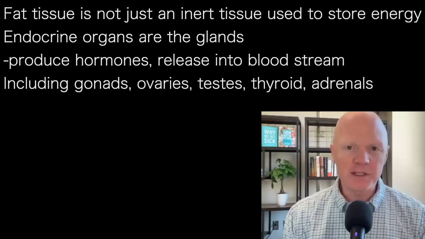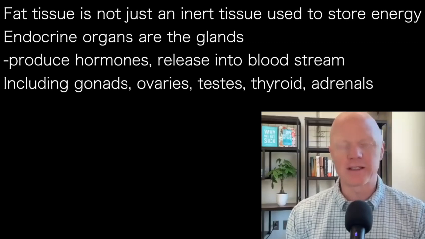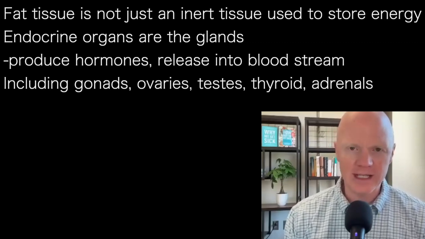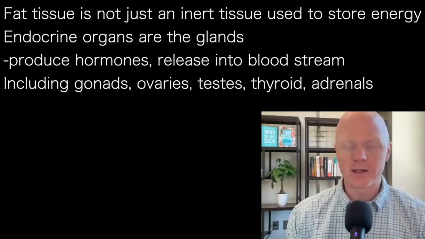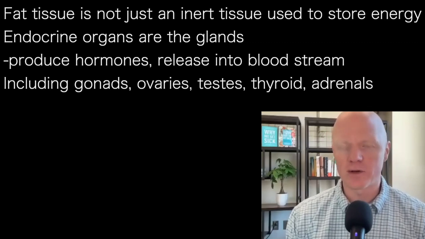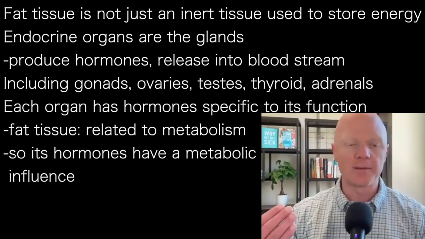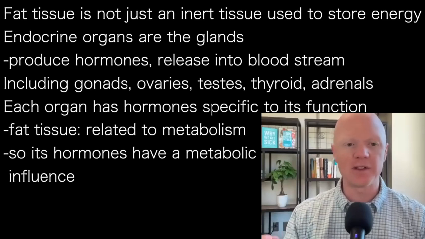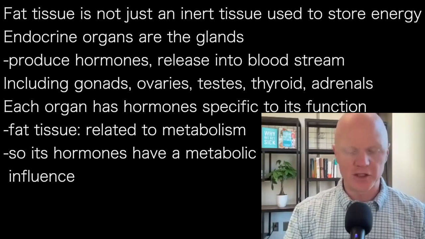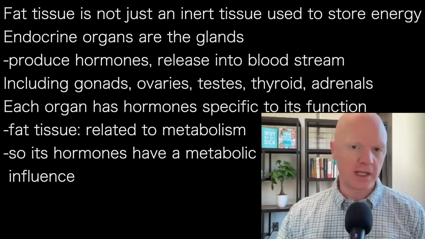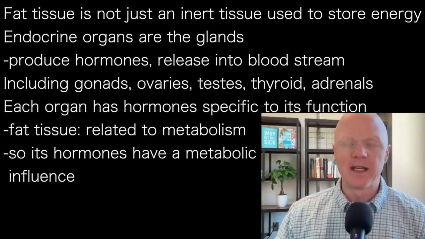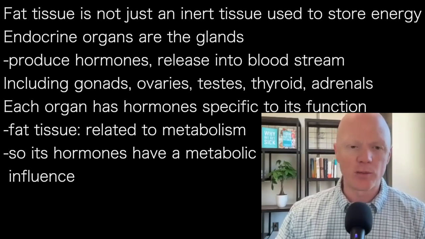And some of the more famous endocrine glands are things like gonads, ovaries, and testes, or the thyroid gland, or adrenal glands. All of these are tissues you've heard of before. Each endocrine organ has hormones that will have very specific effects relevant to that tissue's function. And the fat tissue is related to metabolism. And so it's no surprise that its hormones have a metabolic influence.